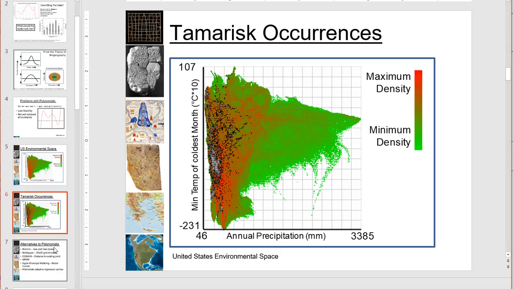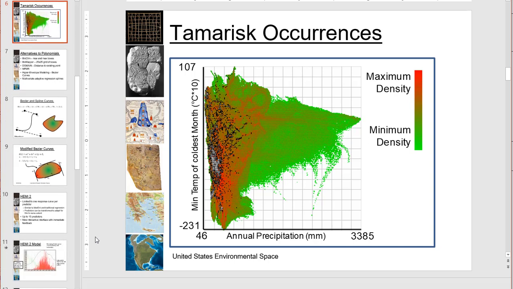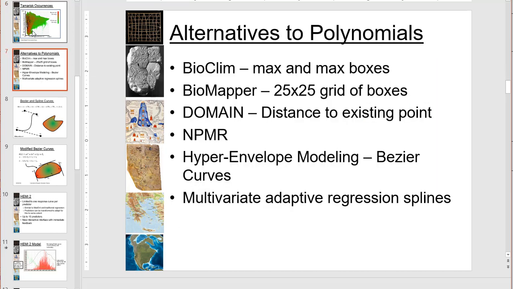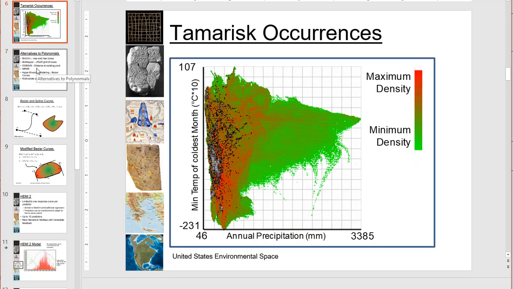If we overlay tamarisk, again a desert species that I worked with, you can see that tamarisk tends to be where there's very low precipitation, but a pretty good range of temperatures represented. Now these charts aren't actually used by any current habitat suitability modeling package, but I thought they were interesting to allow us to look at the environmental conditions.